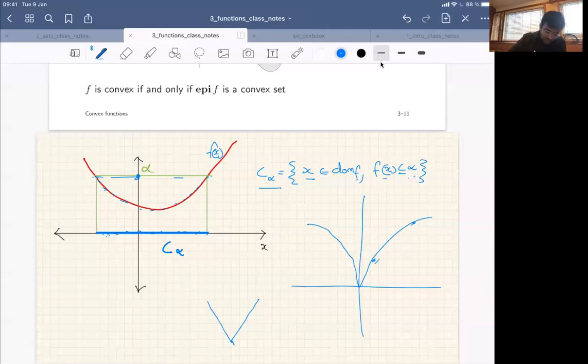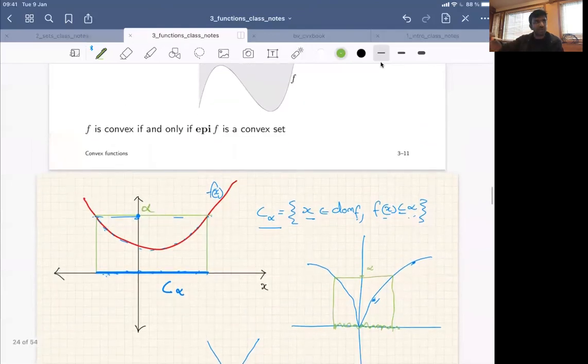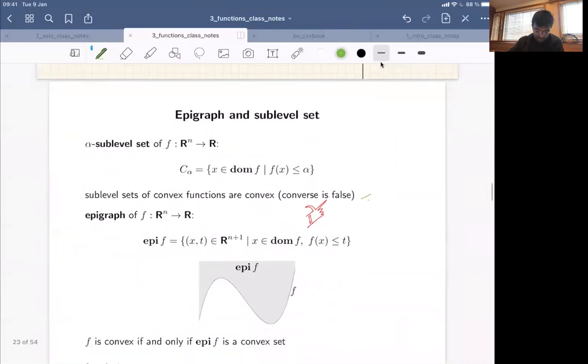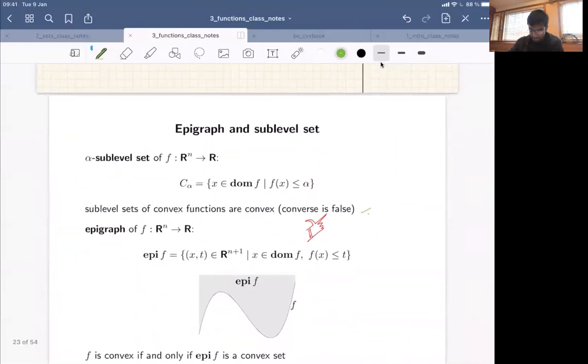But if you take an alpha sublevel set of this, for example, I consider alpha here, the sublevel set will be this part here. That is a convex set, right? So we cannot say that if the sublevel set is convex, the function is convex. But if the function is convex, then the sublevel sets are convex. So it's only applicable in one direction. That's why we are saying that this is false.